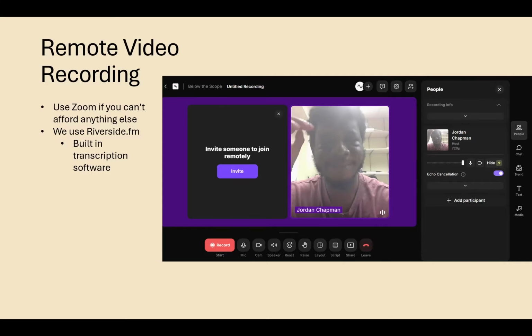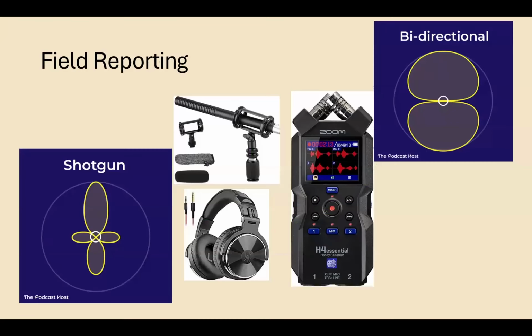I do recommend it. I think it's like $30 a month, which if that's a little bit expensive for you, fully understand, but it is worth it. I will say that it's been very helpful. Another thing is field reporting.